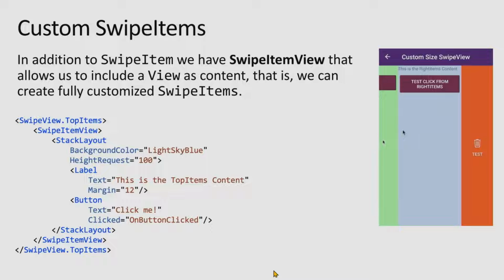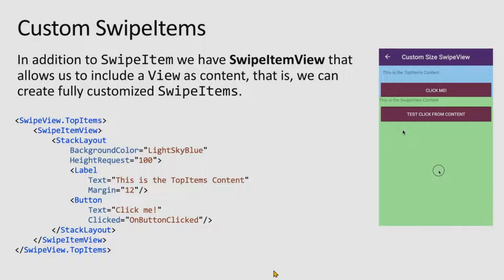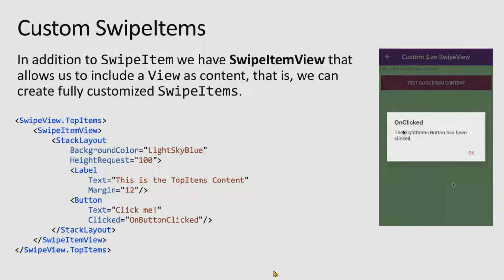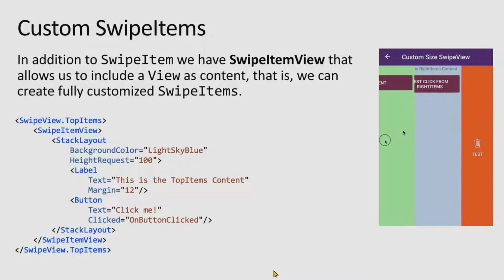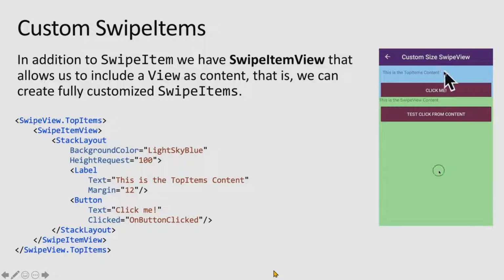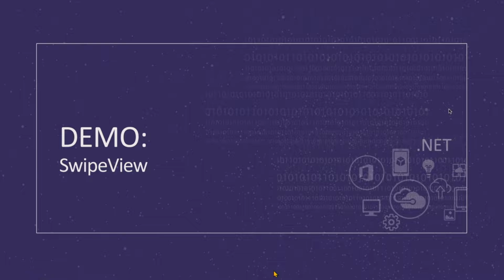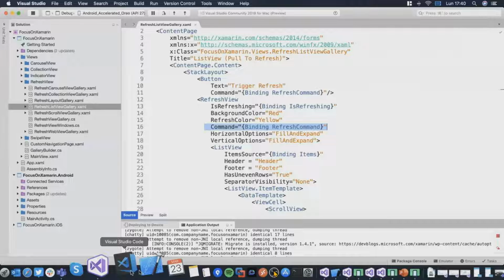Last thing. The swipe items we have seen before are very basic items that allow you to customize the background color a little bit. You can set the icon, you can set the text, but what if you want custom content inside any of the items? Well, we also introduced another swipe item called swipe item view that allows any kind of view, so any kind of content inside it. So you can create custom content inside any of the swipe items. Let's see a demo reviewing all this stuff.